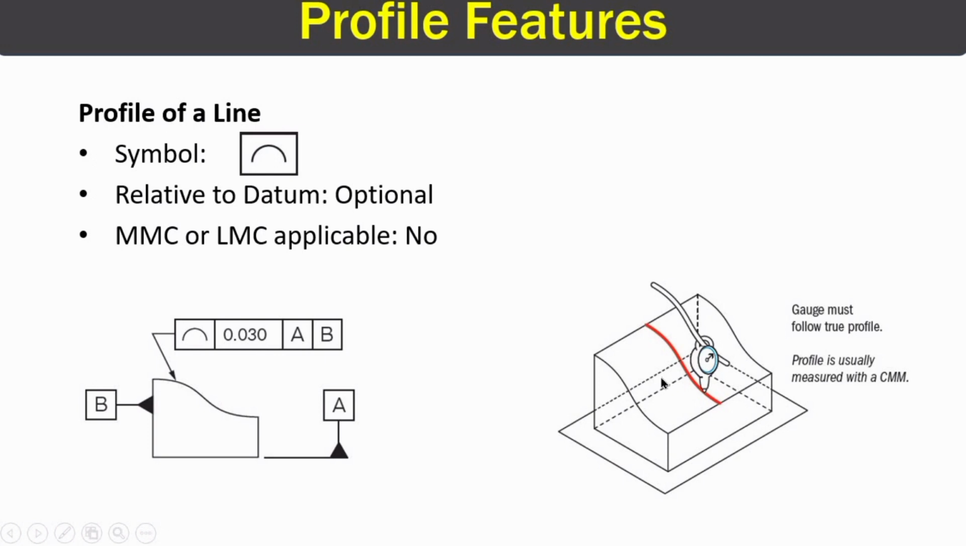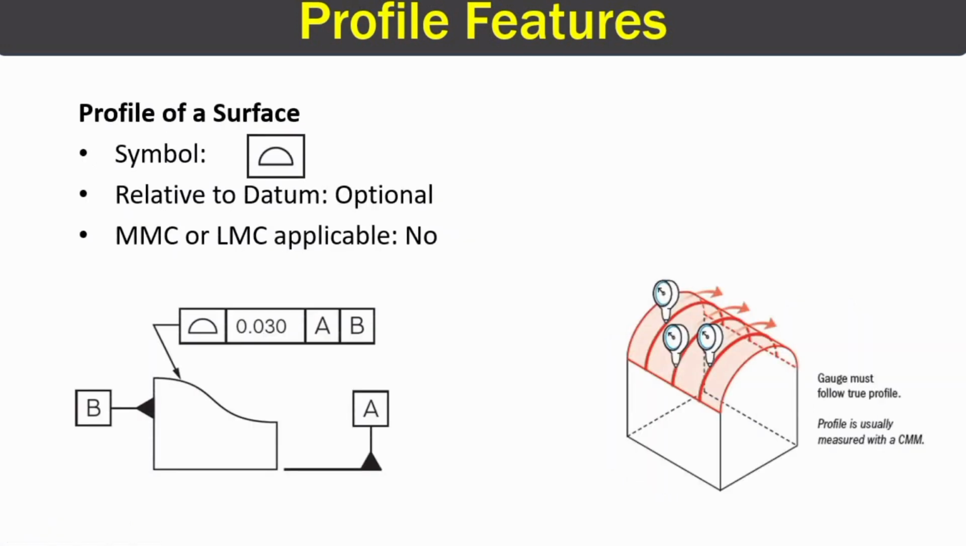Now moving on to profile of a surface, it controls form, size, and orientation of the entire surface because it's a 3D tolerance zone. It sets boundaries around complex shapes like curved surfaces, irregular surfaces, or irregular contours. It is different from profile of a line as it extends to 3D and can evaluate overall shape comfortably.